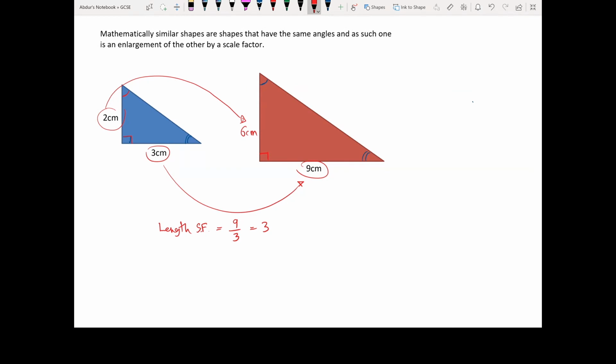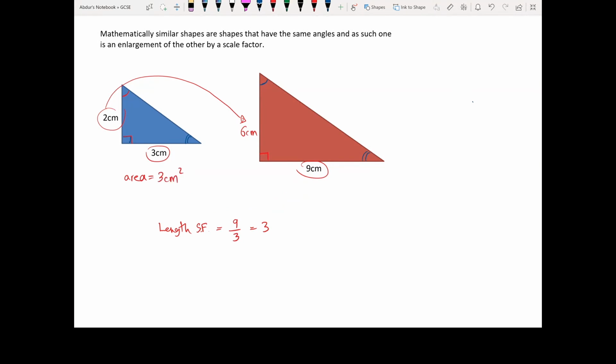Now that's one type of scale factor we looked at. Now I'm going to also look at the area of both of these shapes. First of all, I'm going to work out the area of each of them using the measurements that I've got. The triangle on the left, the blue triangle: 2 times 3, which is 6, divided by 2. My area here is 3 centimeters squared. Okay, let me just write that down. Area is equal to 3 centimeters squared.